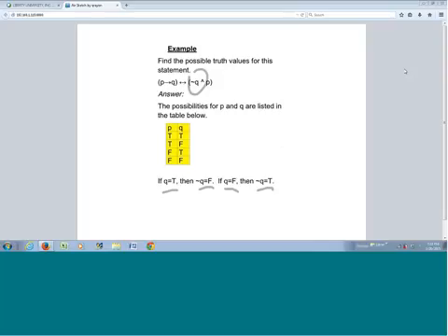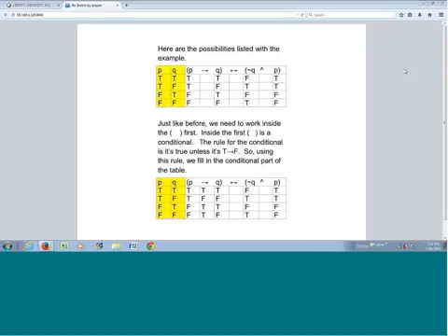So we're going to do the same thing as before and list the possibilities with the example right next to it. So there's the same list of possibilities in yellow, and then here's the example that we're dealing with. And notice again, I just went ahead and filled in the columns for P: true, true, false, false. Under the Q, I wrote true, false, true, false. Under negation of Q, I wrote false, true, false, true.